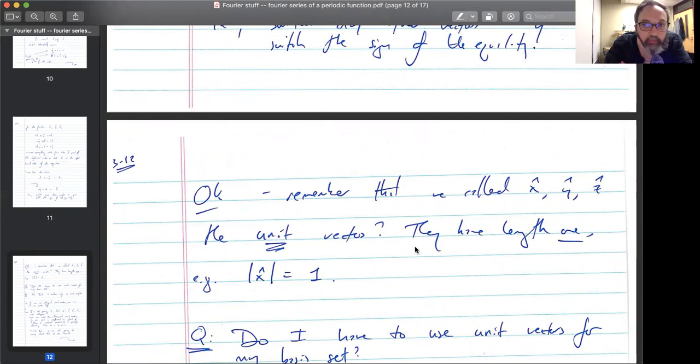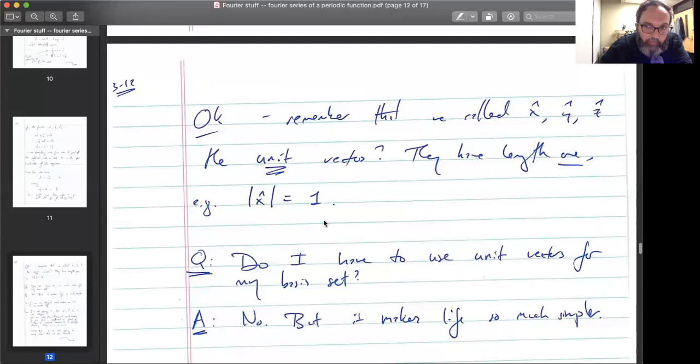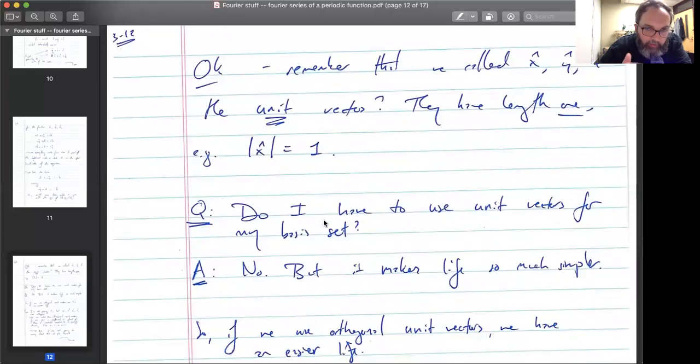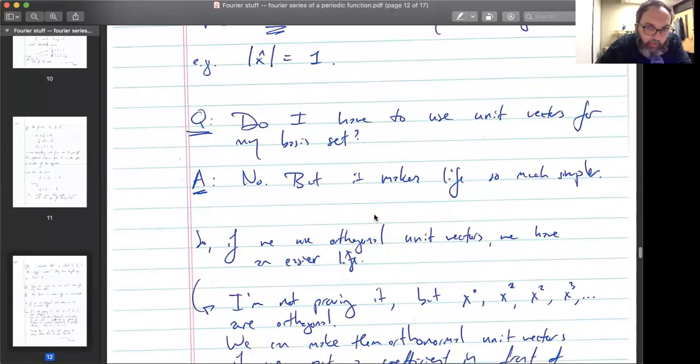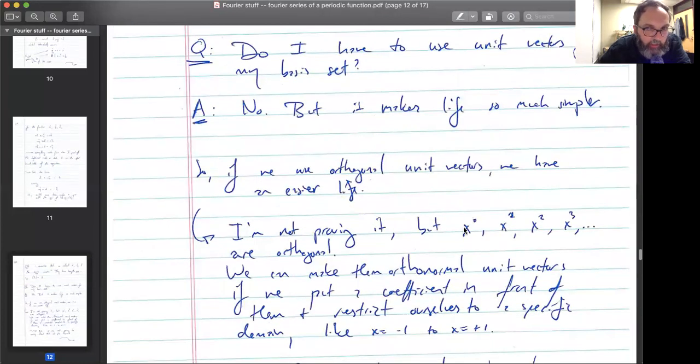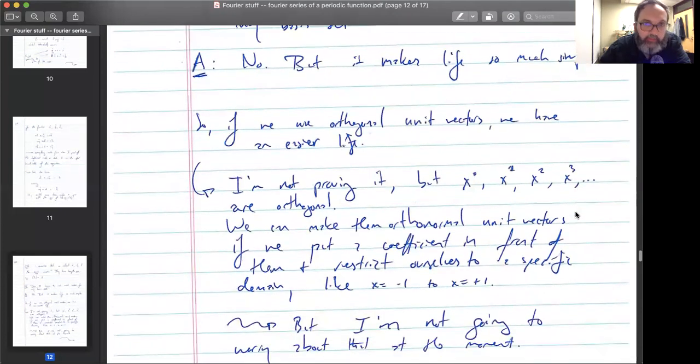Okay, so we called x, y, and z our unit vectors. They have length 1. The magnitude of them is equal to 1. Do they have to always be unit vectors for my basis set? The answer is no, but it makes life easier. If you use orthogonal unit vectors for your basis, it's going to be a lot easier. I'm not going to prove it, but x to the 0th power, x to the 1st, x to the 2nd, x to the 3rd, etc., are going to be an orthogonal basis for us.